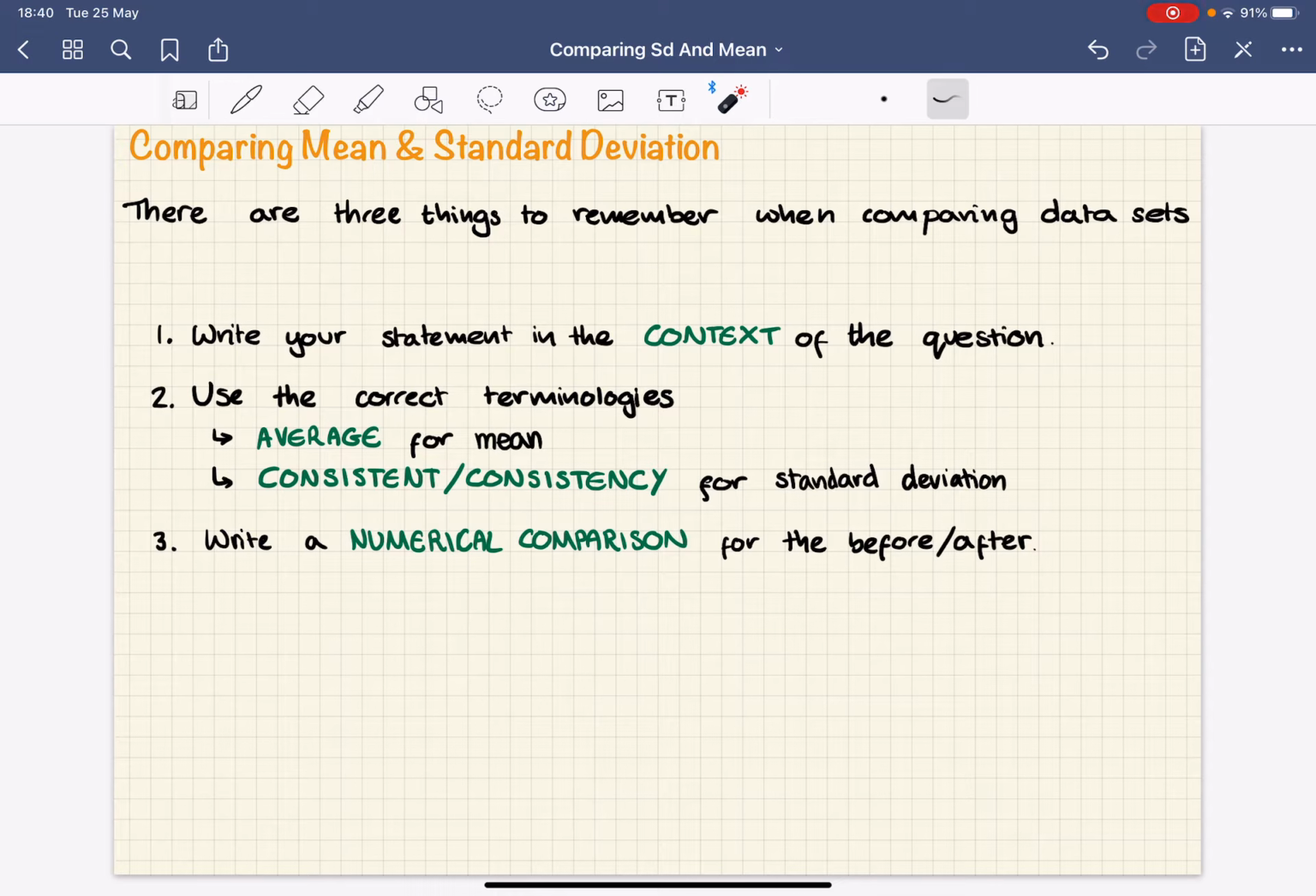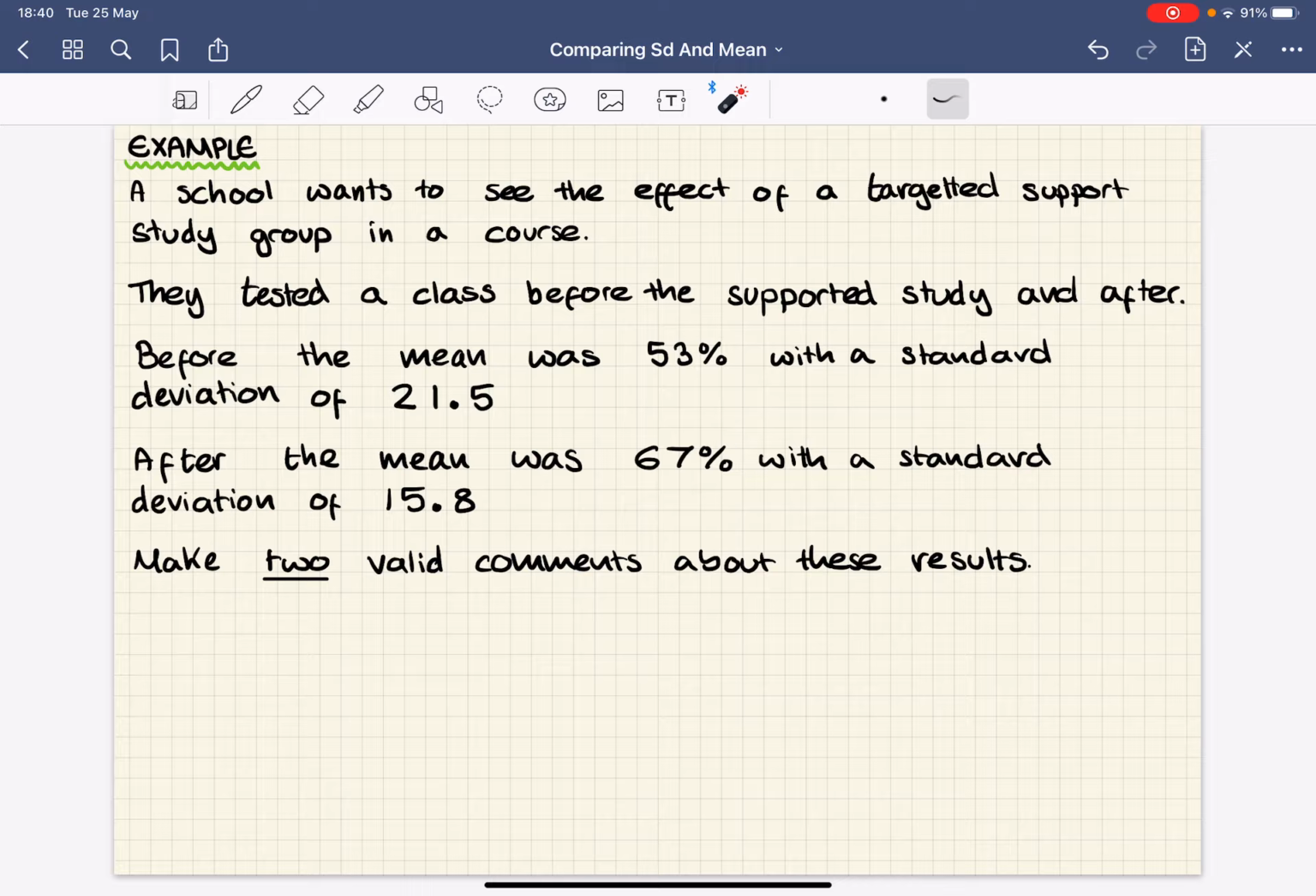So to start off with, I have a group wants to see the effect of a targeted support study group in a course. They tested a class before the support study and after. Before, the mean was 53% with a standard deviation of 21.5, and after, the mean was 67% with a standard deviation of 15.8. So remember, we're wanting to compare the effects with our mean and the effects with our standard deviation. So let's first compare the mean.